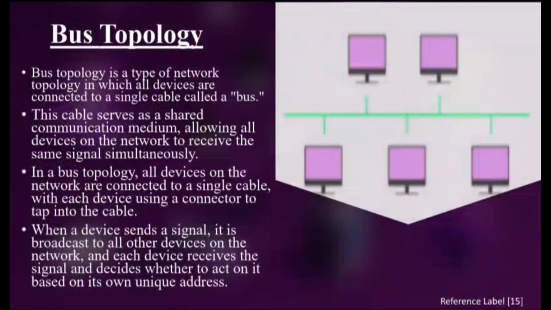Bus topology. Bus topology is a type of network topology in which all devices are connected to a single cable called a bus. This cable serves as a shared communication medium, allowing all devices on the network to receive the same signal simultaneously. Each device uses a connector to tap into the cable. When a device sends a signal, it is broadcast to all other devices on the network, and each device receives the signal and decides whether to act on it based on its own unique address.